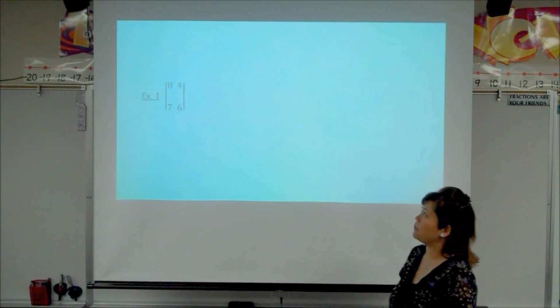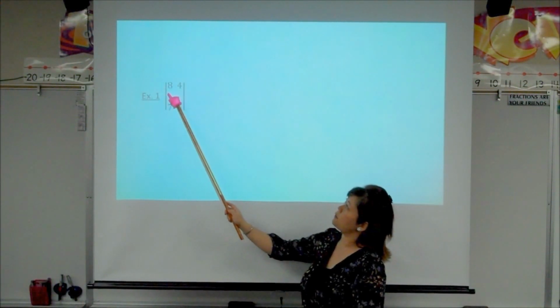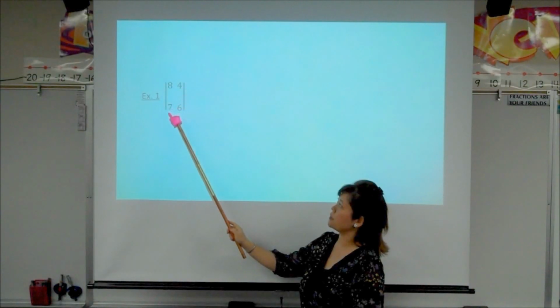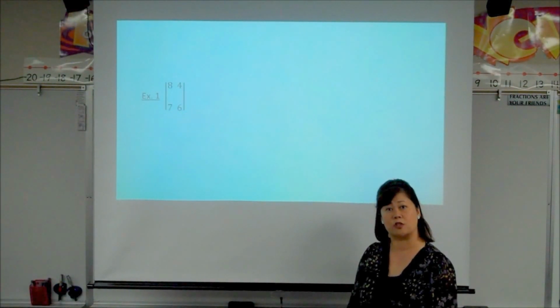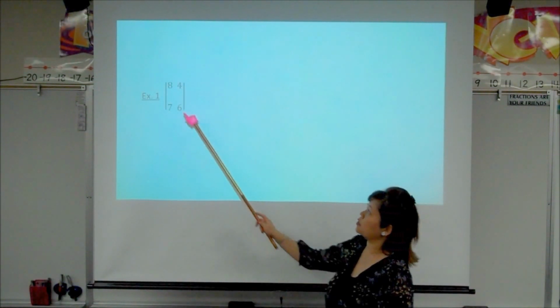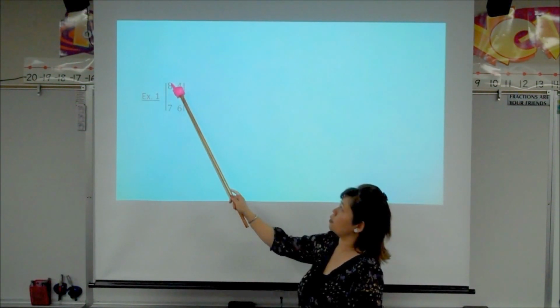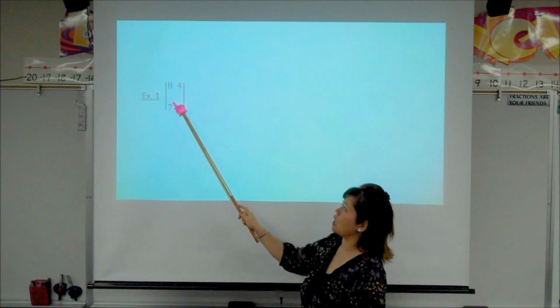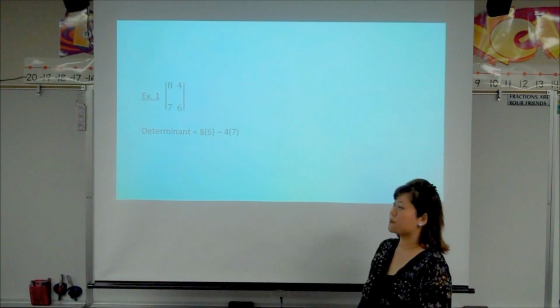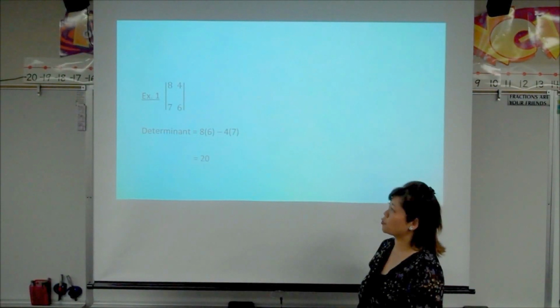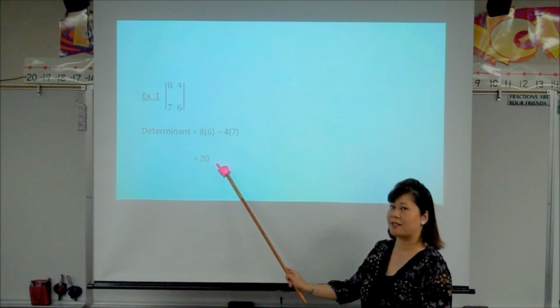So let's try example 1. I have 8, 4, 7, and 6. The first step is to find the determinant, which is the second order determinant. So we multiply across 8 times 6, minus 7 times 4, to find the determinant. That's the setup right here. When I simplify that, I get 20. Now again, that's just the determinant.